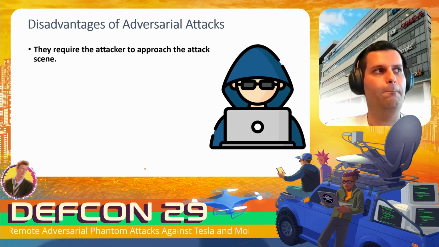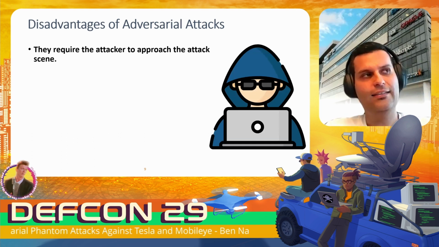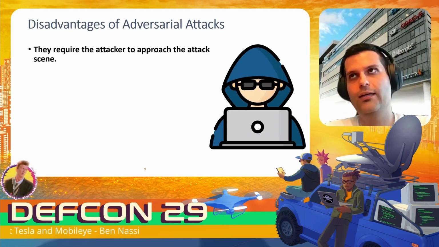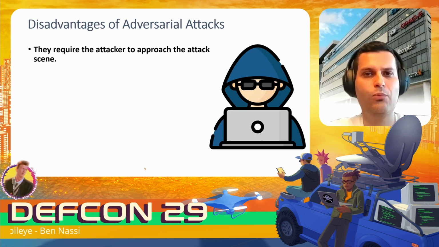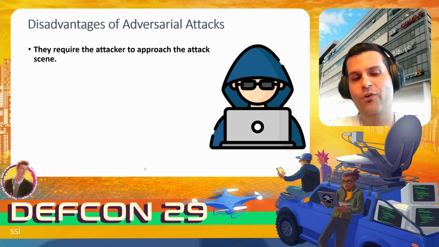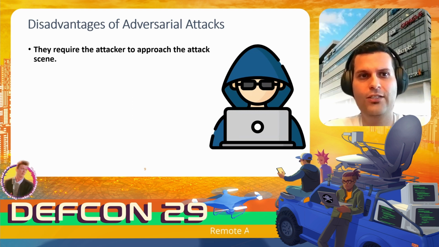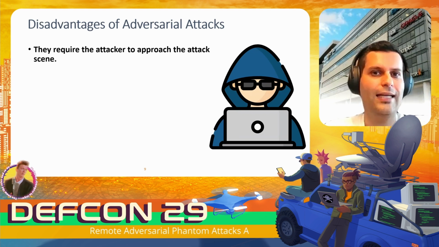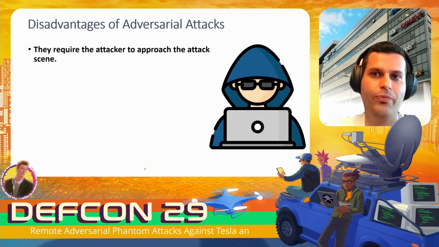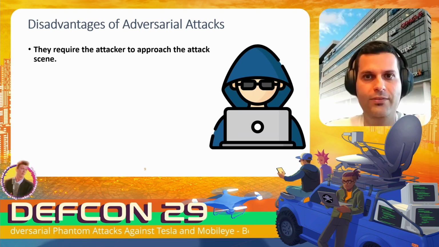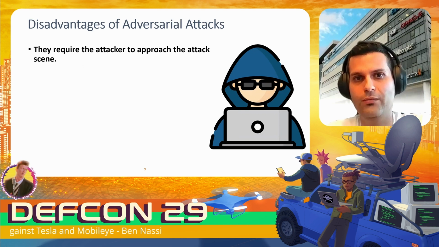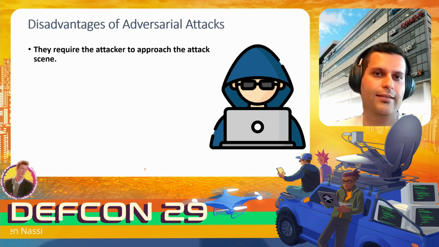Adversarial AI attacks have many disadvantages, and they are the reasons why these attacks haven't been demonstrated in the wild. For example, one major disadvantage is that these types of attacks require the attacker to approach the attack scene. From an attacker's perspective, this is something he or she would like to avoid, because they would like to stay anonymous and not approach the attack scene.